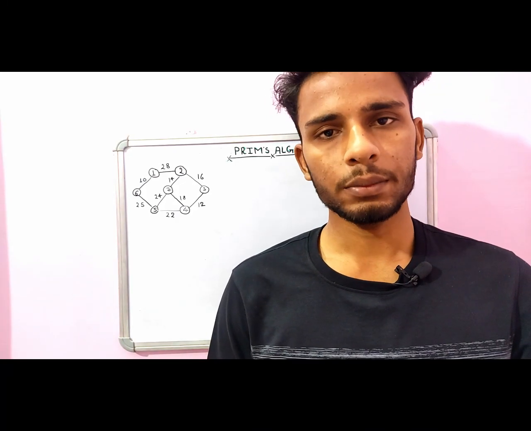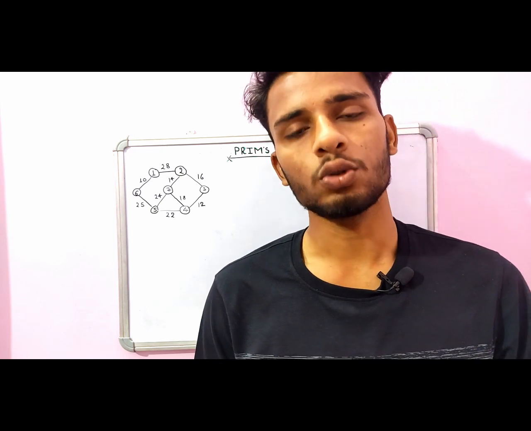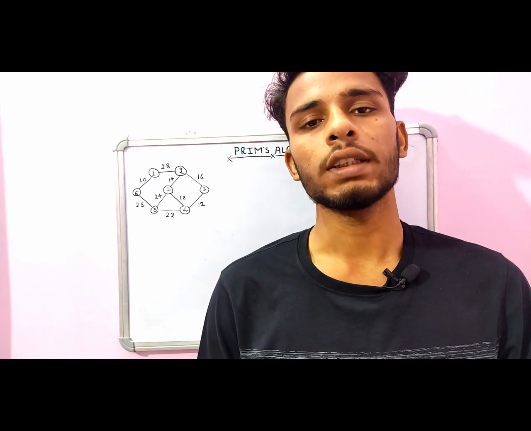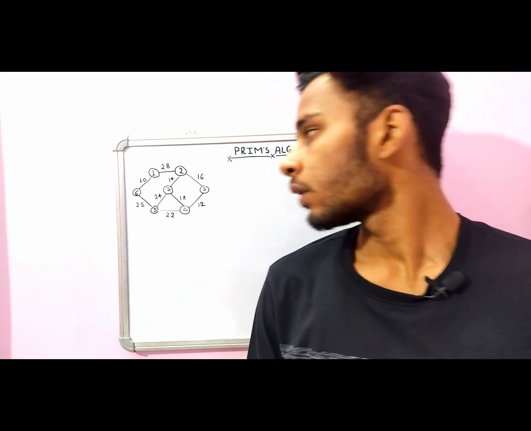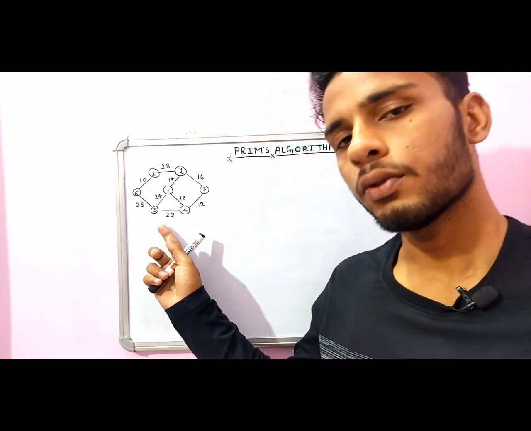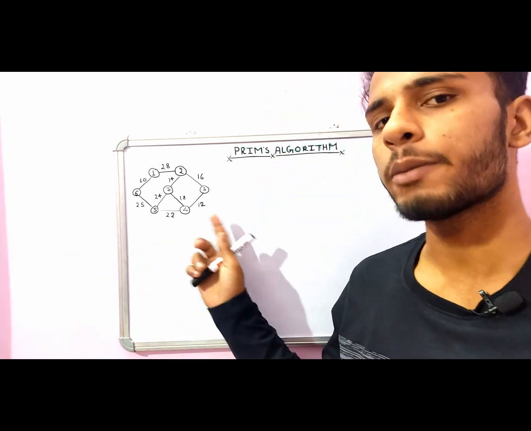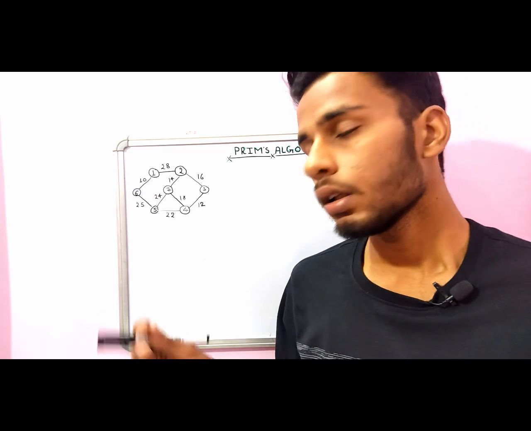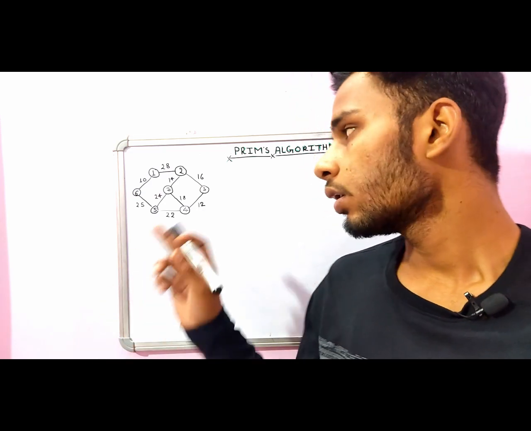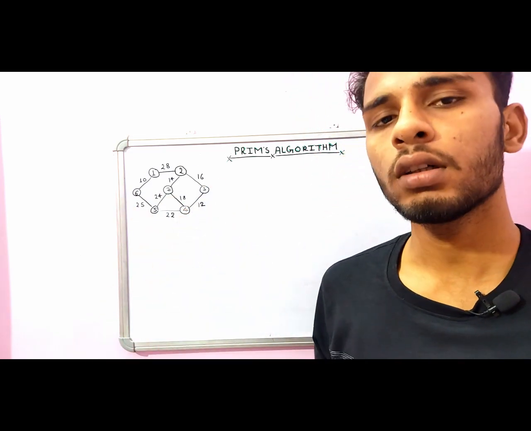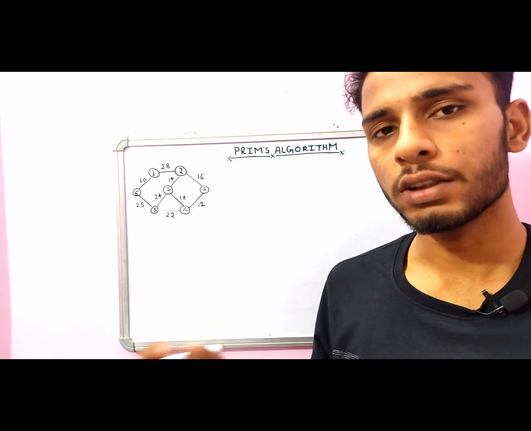The topic is Prim's algorithm. Prim's algorithm is used to find the minimum spanning tree. It is a greedy algorithm. Okay. So for a given graph, we have to find a minimum spanning tree. What is the minimum spanning tree? The minimum spanning tree should have all the vertices and have edges numbering n-1.